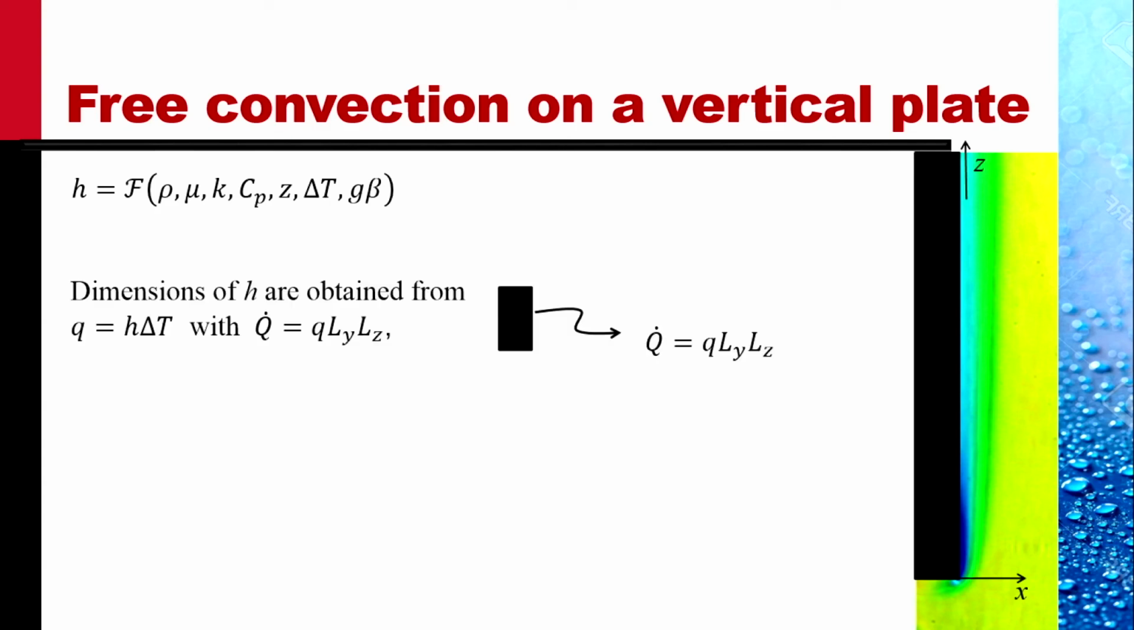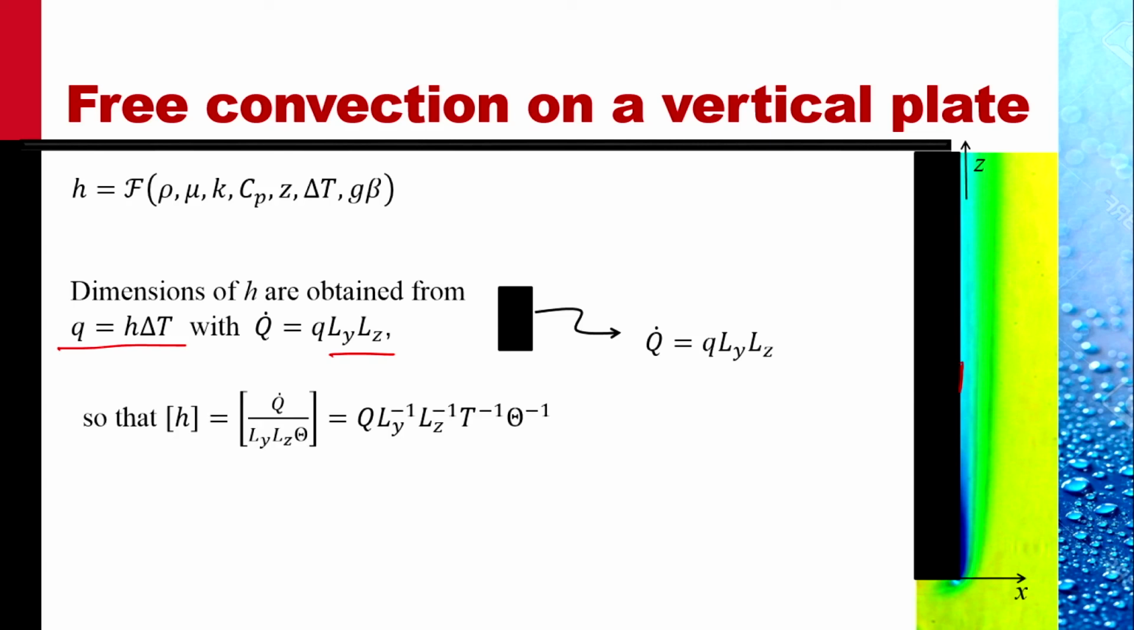Now the dimensions of H in terms of directions are obtained from the relationship Q is equal to H delta T. Q is the heat flux, the heat transfer per unit area. H is the heat transfer coefficient. Q dot is heat flux Q times the area, and the area would be like this on the plate. It will have the dimension Ly Lz, not x. So that the dimension of H would be given by this.